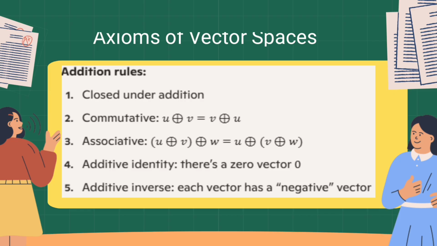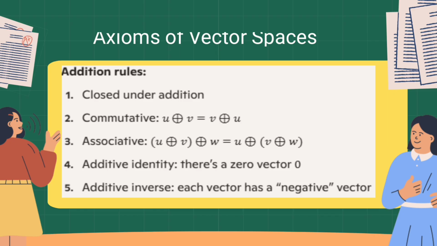Closure under addition means that if you add two vectors in the set, the result must also be in the set. For example, adding (1, 2) and (3, 4) gives (4, 6). This ensures we don't leave the space when performing addition.